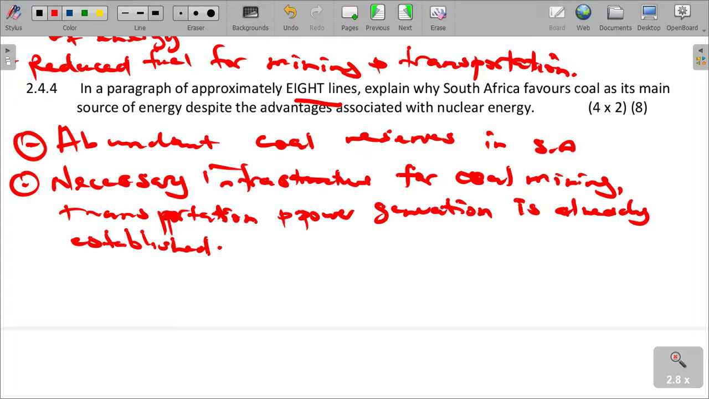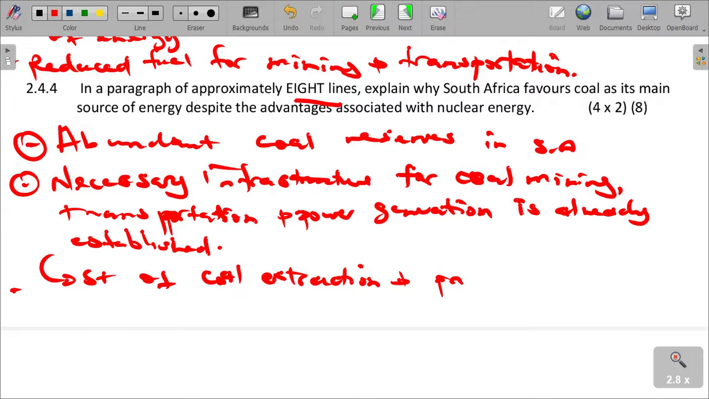And then the cost of coal extraction and processing in South Africa is relatively low. The cost of coal extraction and processing is relatively cheap in South Africa.